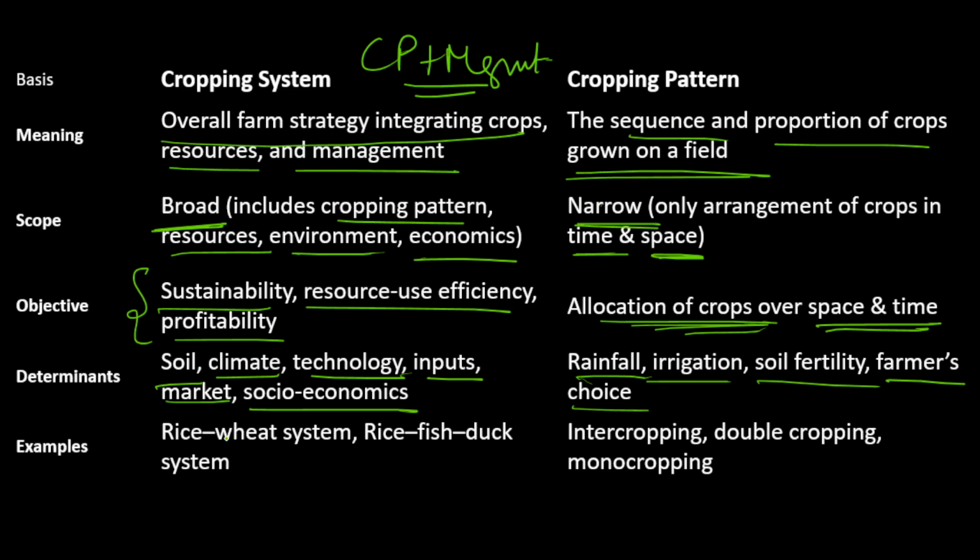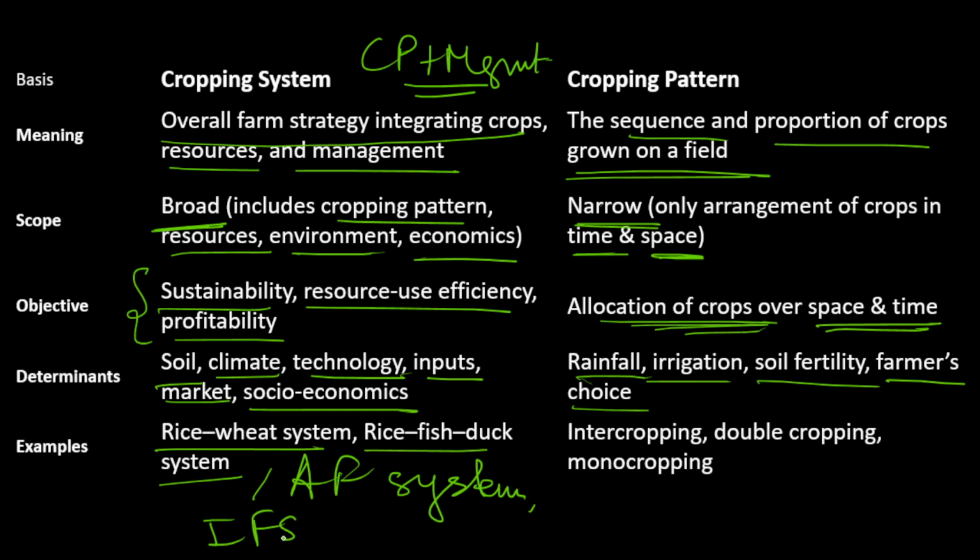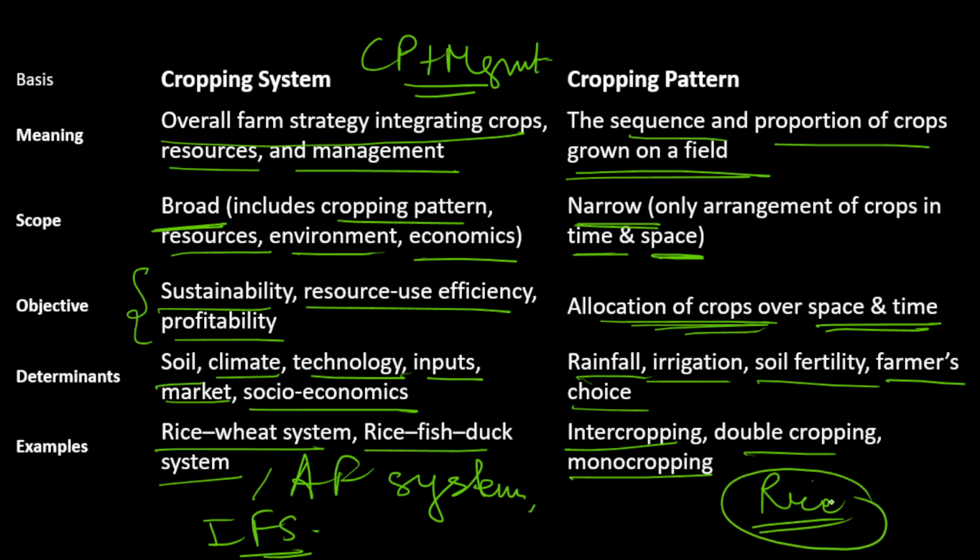Examples in cropping system you can give are the rice-fish system, rice-fish-duck system, agroforestry systems, and integrated farming systems. All these will come under cropping system. Whereas in cropping pattern you can give intercropping, double cropping, monocropping. These will come under cropping patterns. Suppose we have a rice-based cropping pattern, that is, we are growing rice season after season.